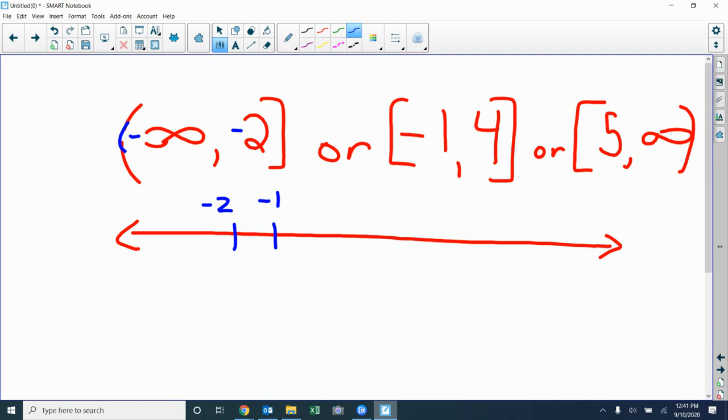Negative infinity there to -2, -1 to 4, and 5 to infinity. My bad, I really screwed that one up. Let's run back to the screen. Kind of better, yeah. I still blame you. Sorry about that, everybody. Someone knocked on the door and we just looked at it.